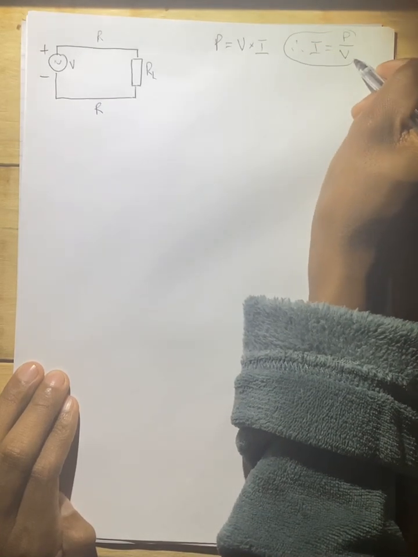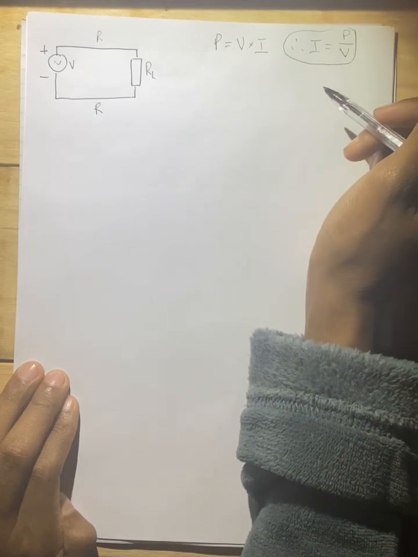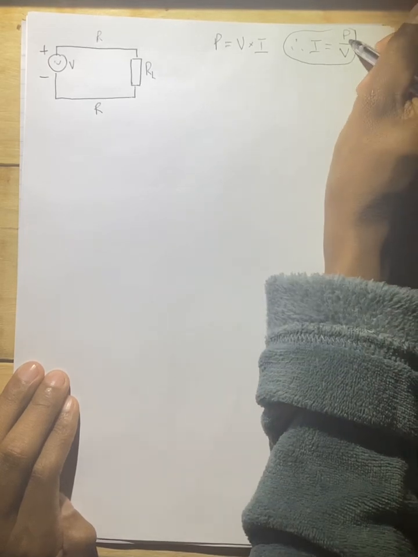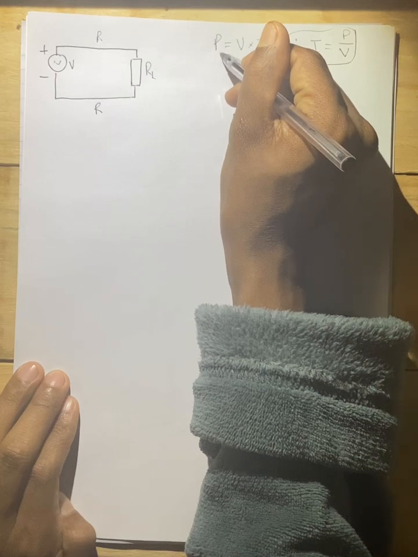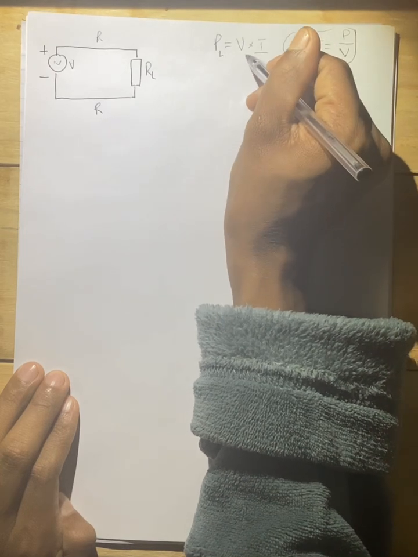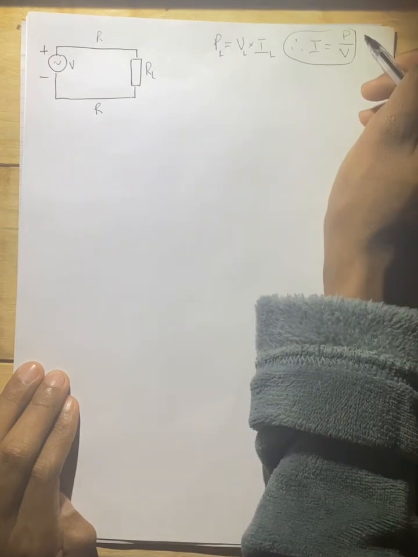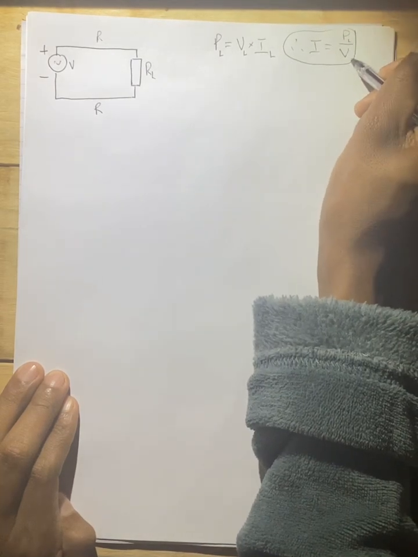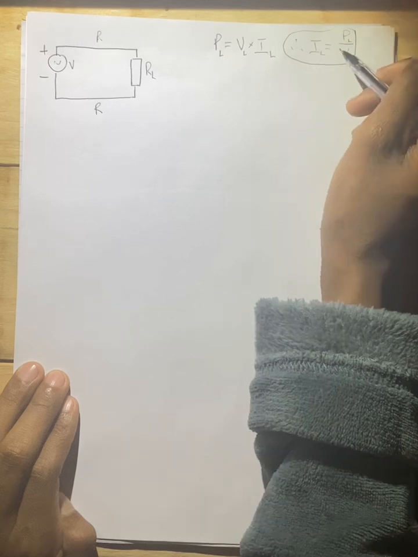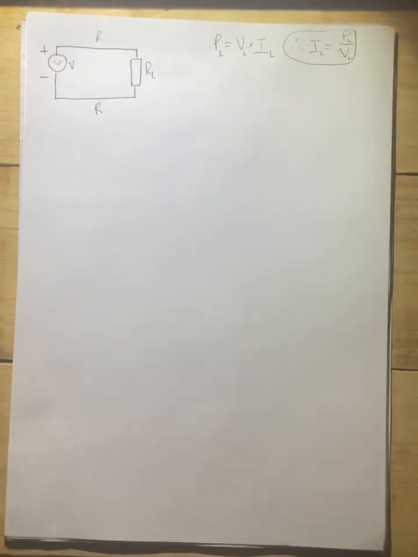Now when we say power, what normally are we referring to? We are referring to what? The power across the load, voltage across the load, current through the load. So those subscripts, they basically mean what? Load. Right, that's a claim.